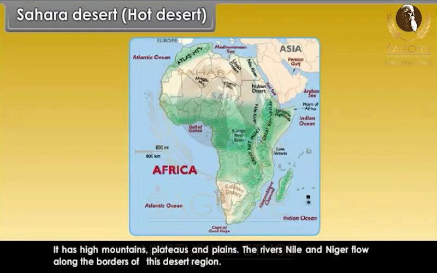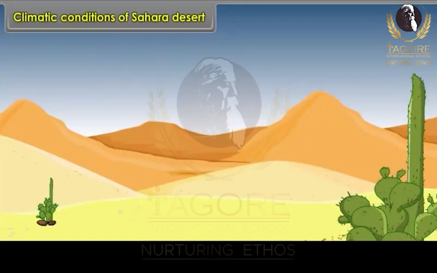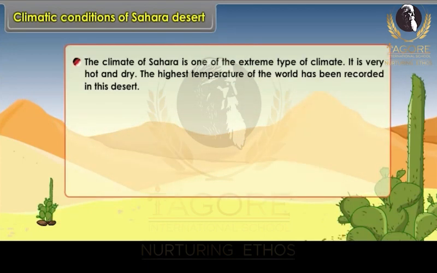It has high mountains, plateaus and plains. The rivers Nile and Niger flow along the borders of this desert region. Climatic conditions of Sahara Desert. The climate of Sahara is one of the extreme type. It is very hot and dry. The highest temperature of the world has been recorded in this desert.